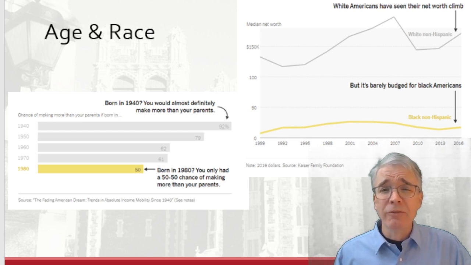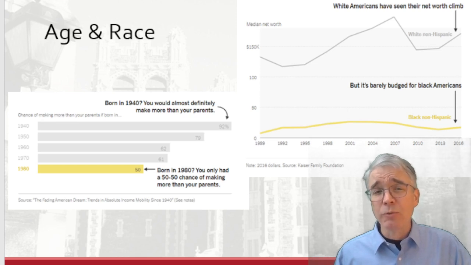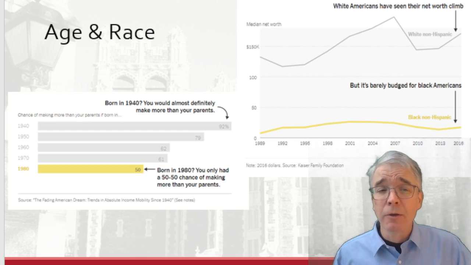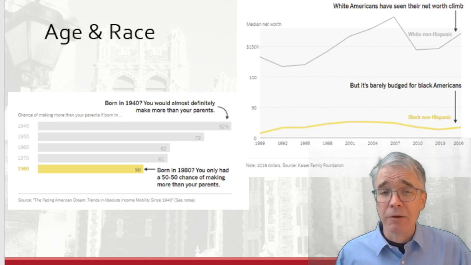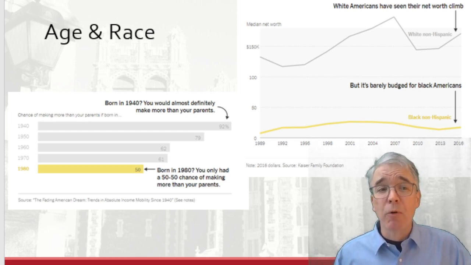The other chart on the left shows inequality based on age. This summarizes with the statistics showing the probability that a person born in a particular year would go on to make more money than their parents. Among people born in 1940, over 90% made more than their parents. But among those born in 1980, only 50% made more than their parents. Young people do have it tougher.